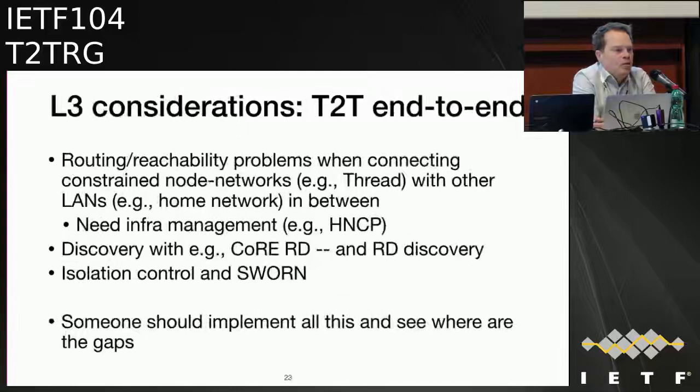And finally, something we didn't have in the agenda originally, but which Ted Lemon raised as a potentially interesting topic, is layer three considerations and what Ted called thing-to-thing, end-to-end. It seems that there are quite a few challenges still when it comes to routing and reachability. When you are connecting constrained node networks, such as Thread networks, with each other over a LAN, for example a home network, things as of today just don't happen automatically. You do need some infrastructure management, for example, the Home Networking Control Protocol.